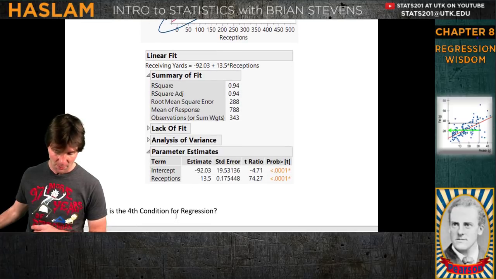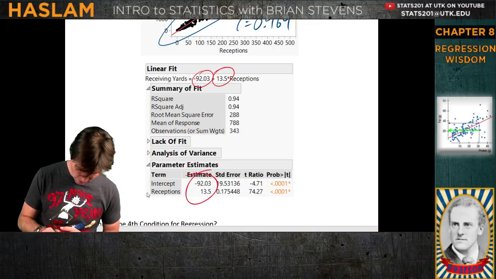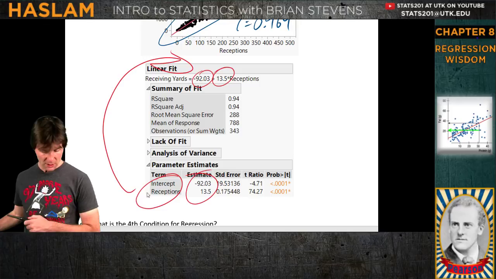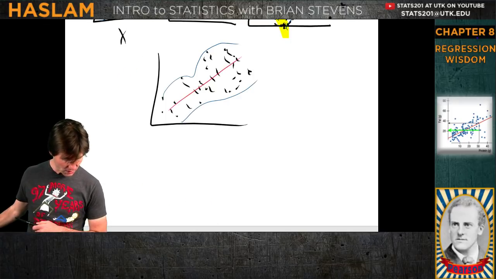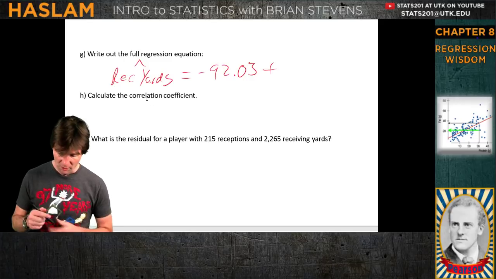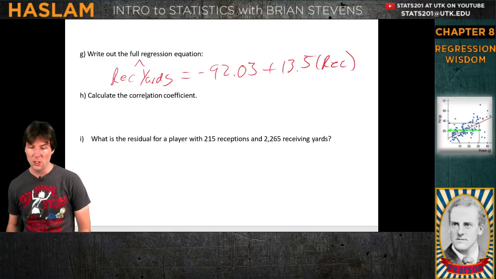Know that it's down here in the output also. There is the slope and intercept. Here is the slope and intercept. They are what their estimates are for right there. So 13.5, and the slope is positive, and we go back here to 13.5, and this would be times receptions. So that is the equation right there.